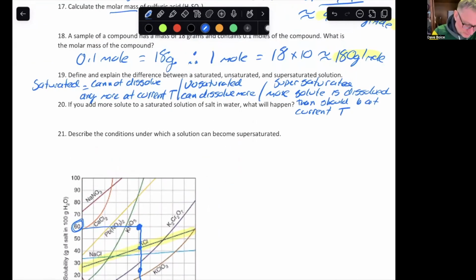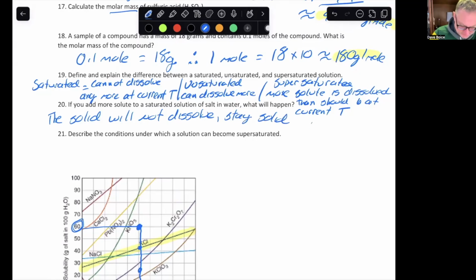Okay, if I add more solid to a saturated solution of salt water, what will happen? The solid will not dissolve. It will stay solid. So basically, it's just going to clump around at the bottom.